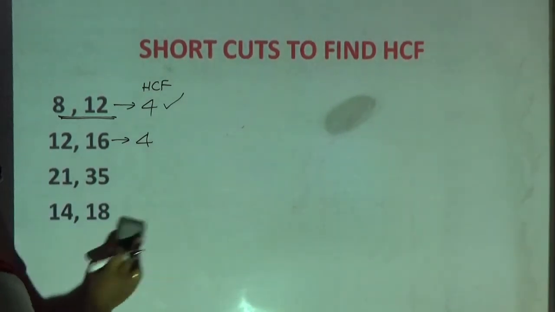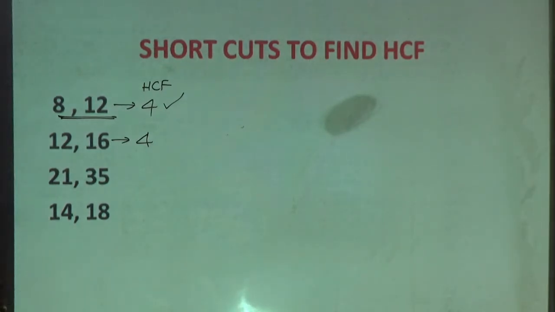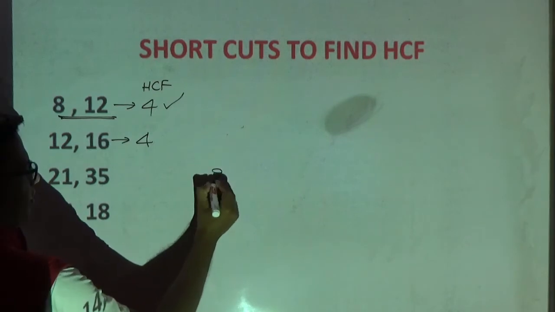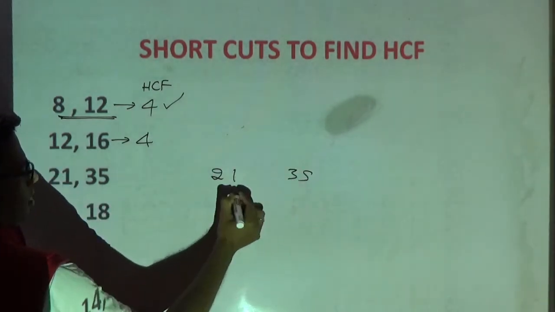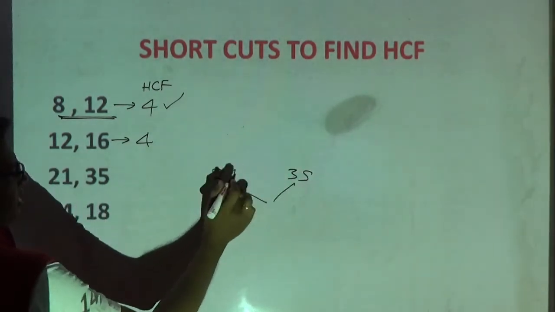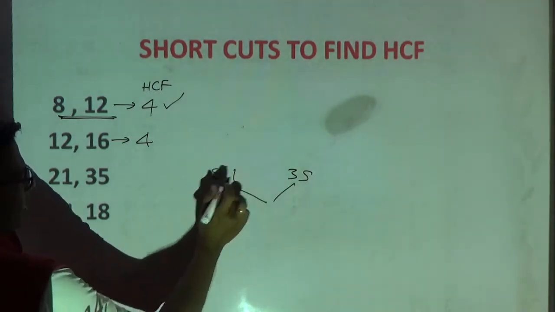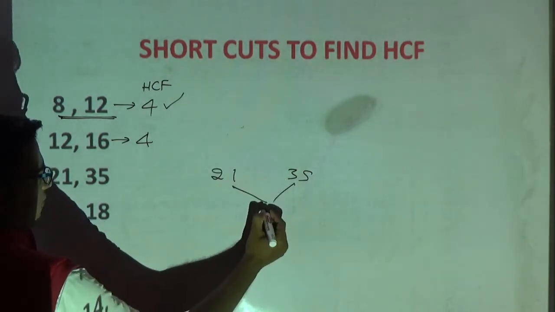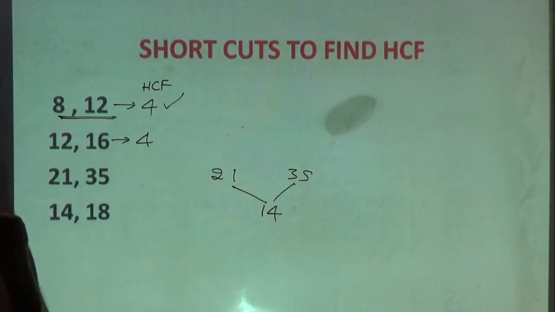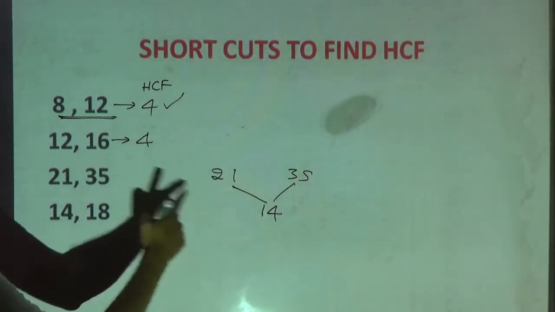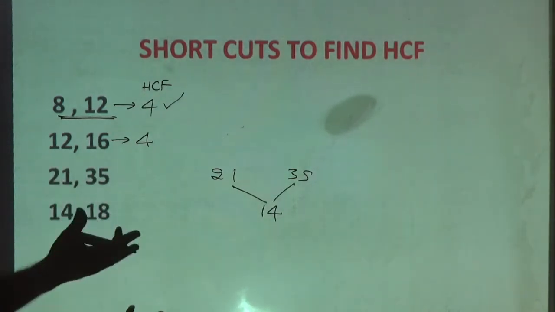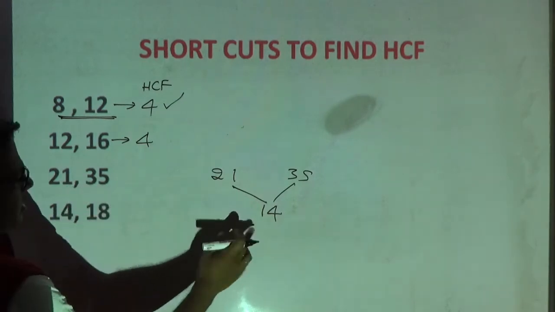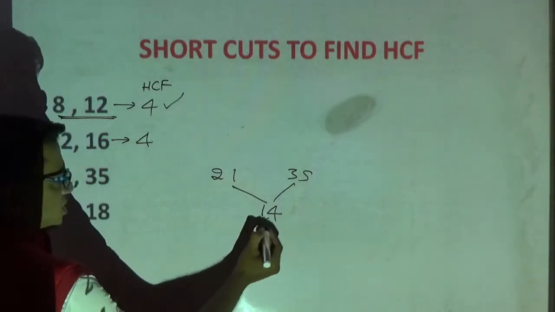The third problem. I need to find out HCF of 21 and 35. Now see, what is the difference here? The difference of 21 and 35 is 14. Is 21 divisible by 14? No. Is 35 divisible by 14? No. Then tell the factors of it.